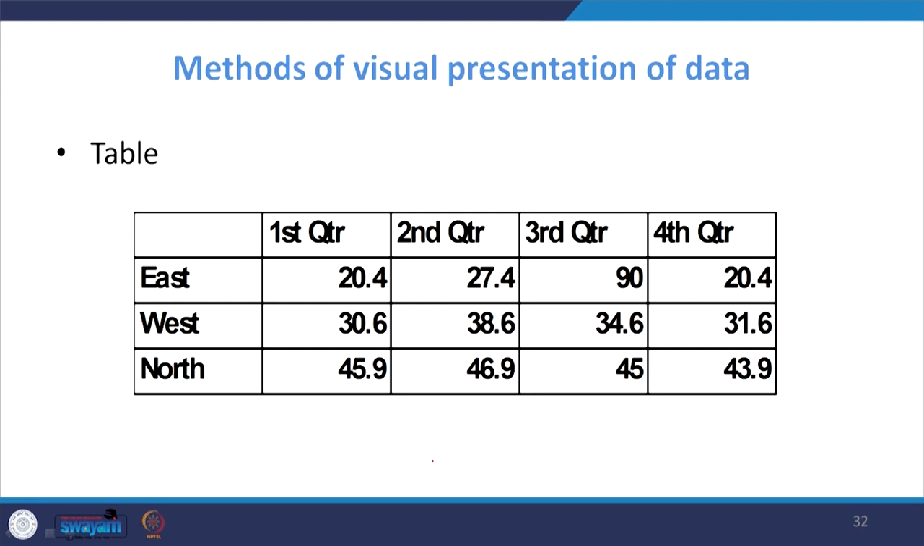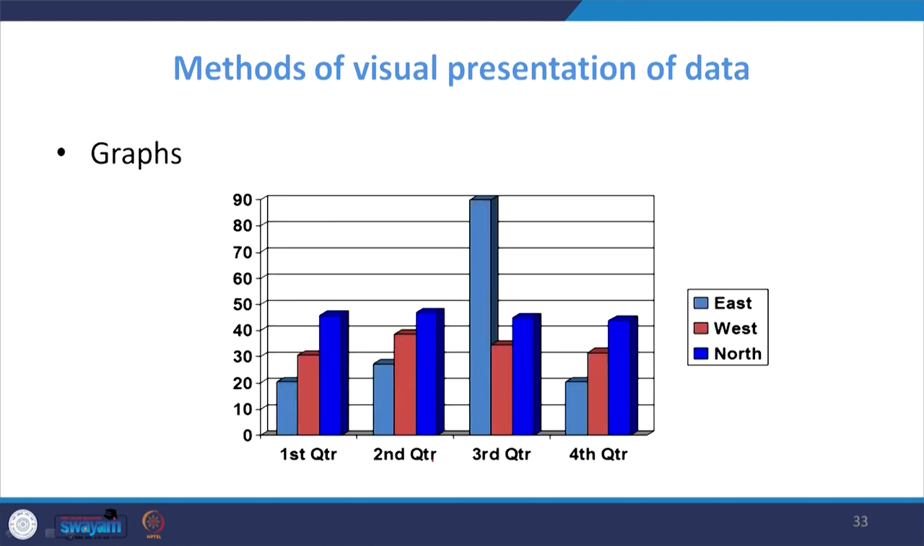Suppose this is the data. See what is there in east, west, north in the columns first quarter, second quarter, third quarter, fourth quarter. Suppose the easiest way is to graph it using what is called a bar graph, bar chart. In a bar chart the different regions are labeled in different colors. Okay. This is a method of visual representation of the data. If we look at this, on the eastern side in the third quarter there are more sales.